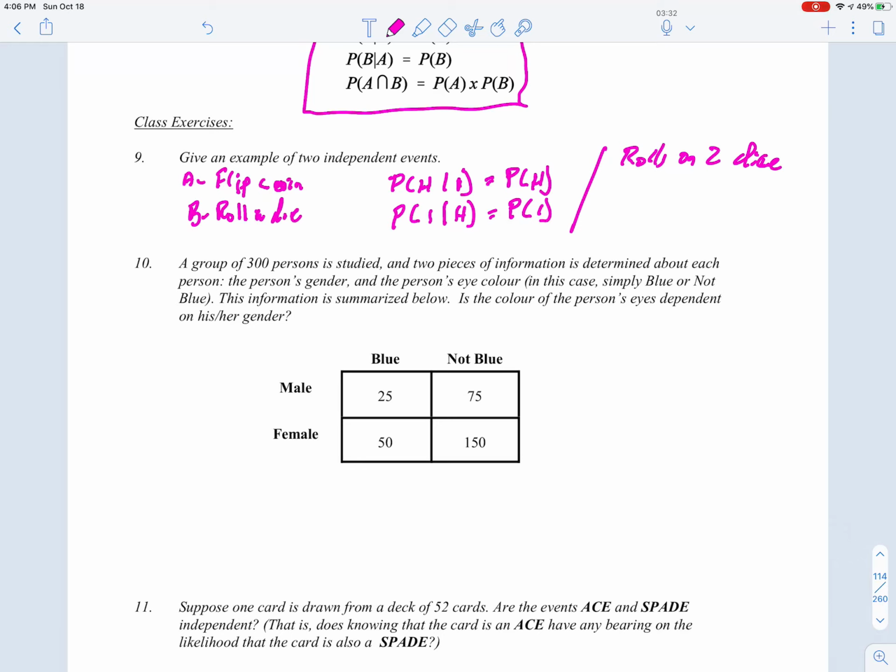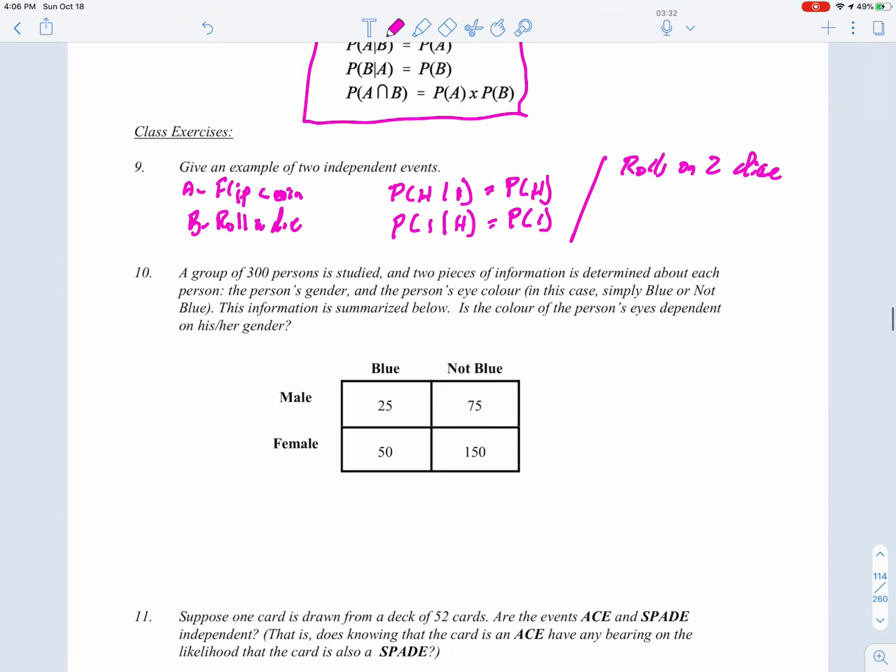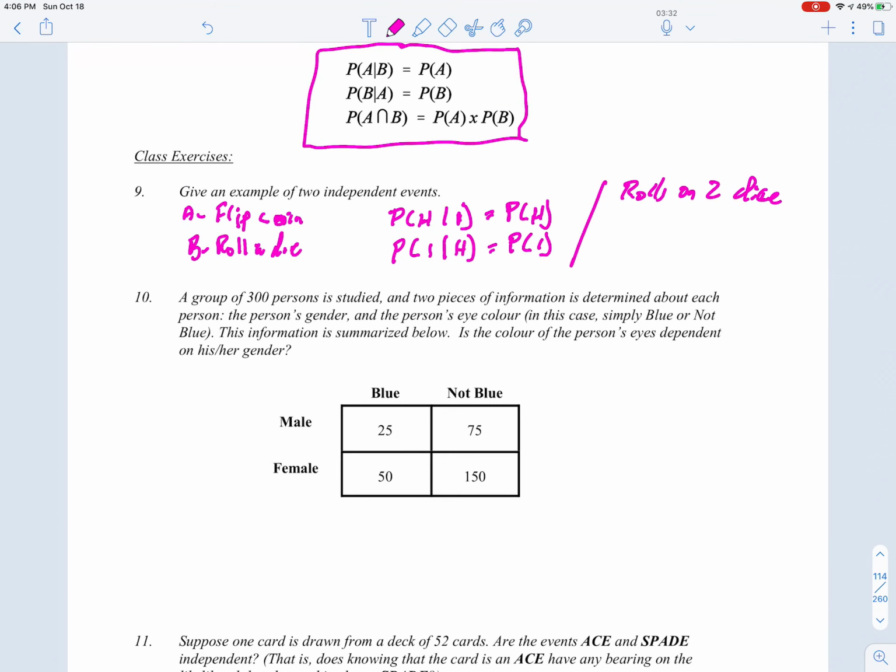So the question is: is the person's eye color dependent on his or her gender? Practically, we know that they are not related. They are independent. That's just from statistical studies. There's not a greater propensity for you to have blue eyes if you're a male versus being female, or vice versa. But let's take a look at the formulas at the top here.